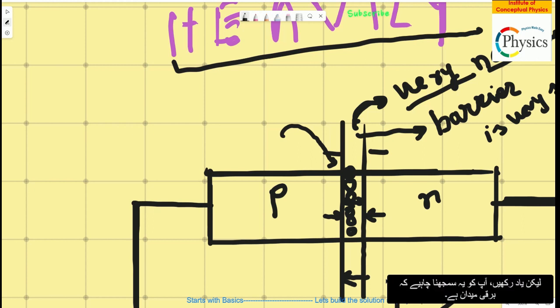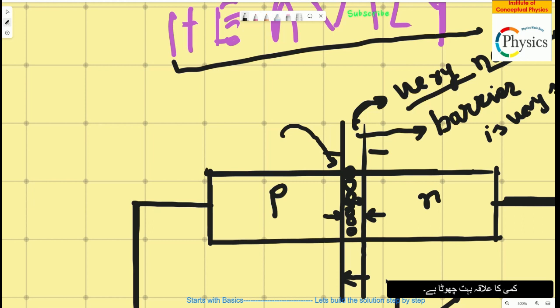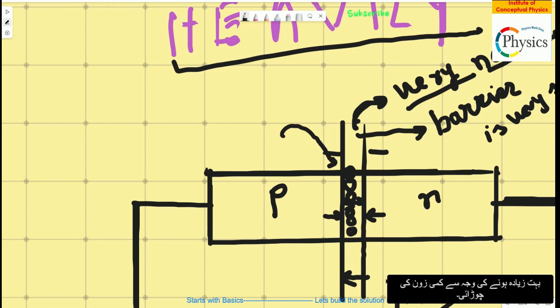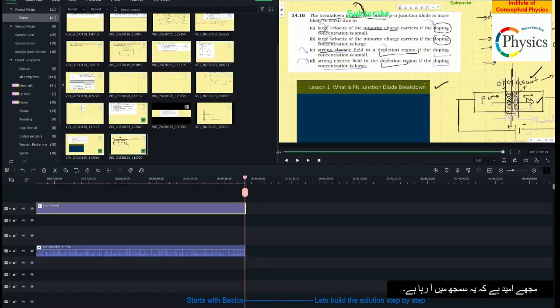But remember, you must understand that the electric field is very high now because of the lower depletion region. The depletion region is very small because of very high doping. Very high doping results in a lowered depletion zone width because of overabundance. I hope this is making sense.